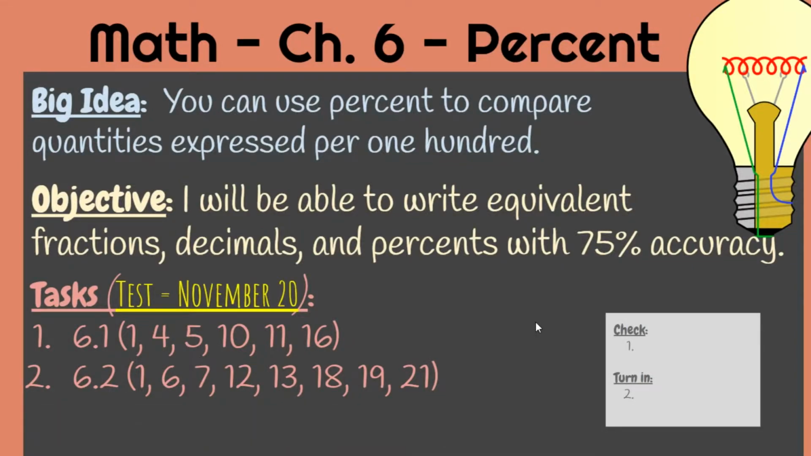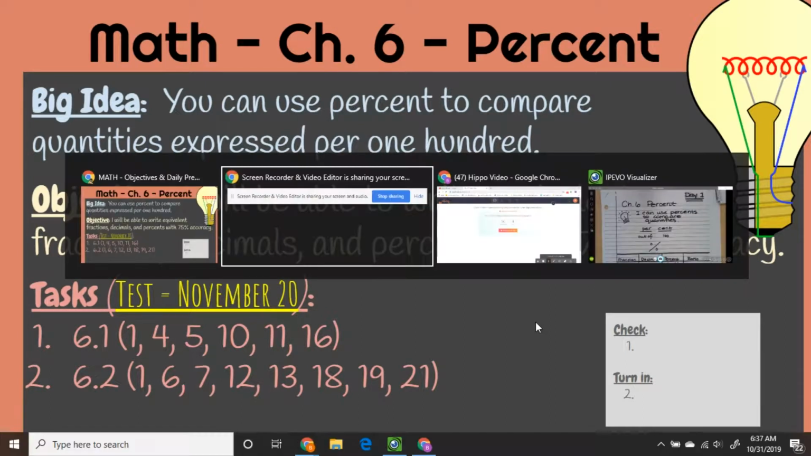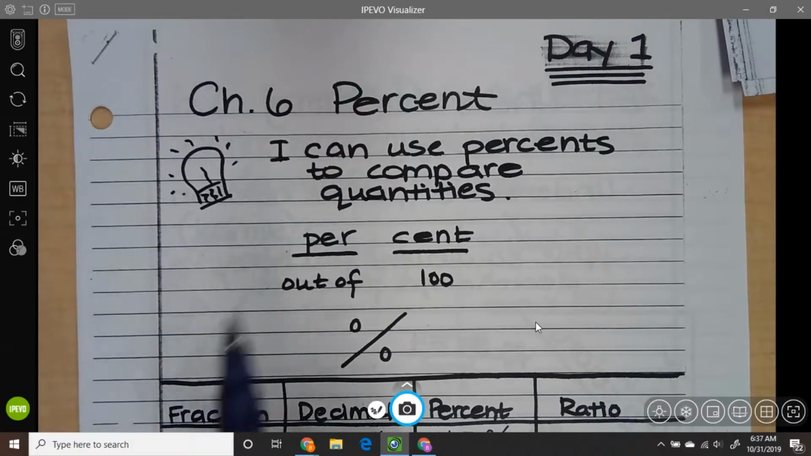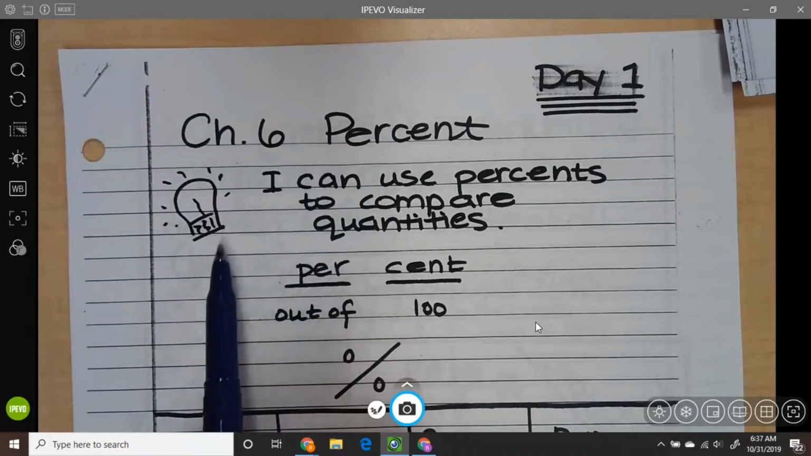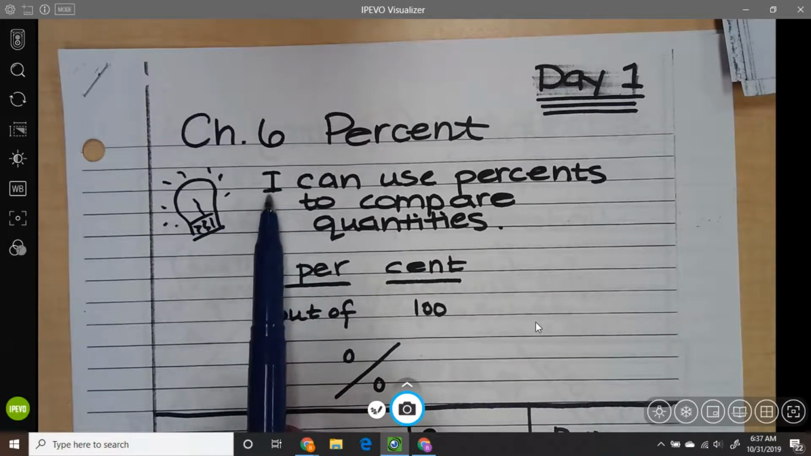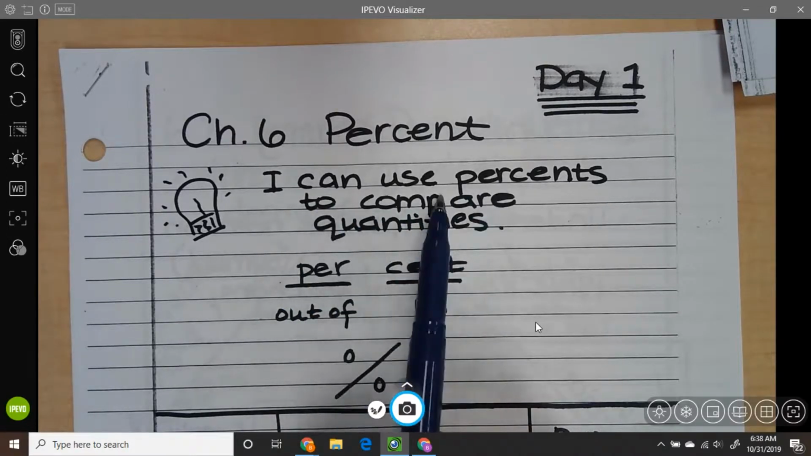We're starting chapter 6 today on percent, and it starts on page 183 of your textbook. You can see that the big idea is that you can use percent to compare quantities expressed per 100 of something. So make sure you're writing that down in your notes. It should say chapter 6 percent, and you should have that as your big idea. It might be there for you already, that I can use percents to compare quantities.